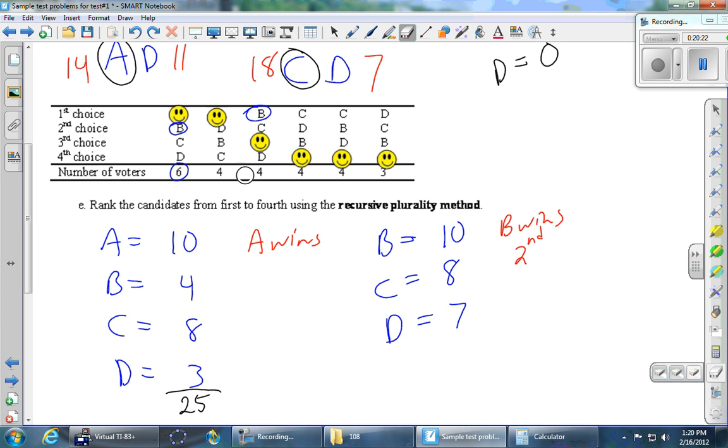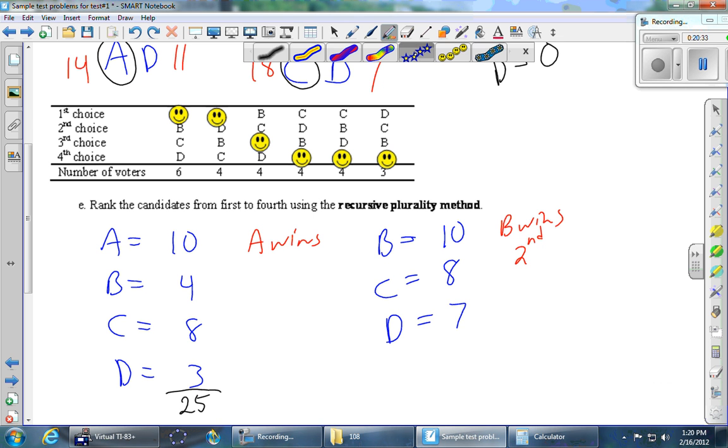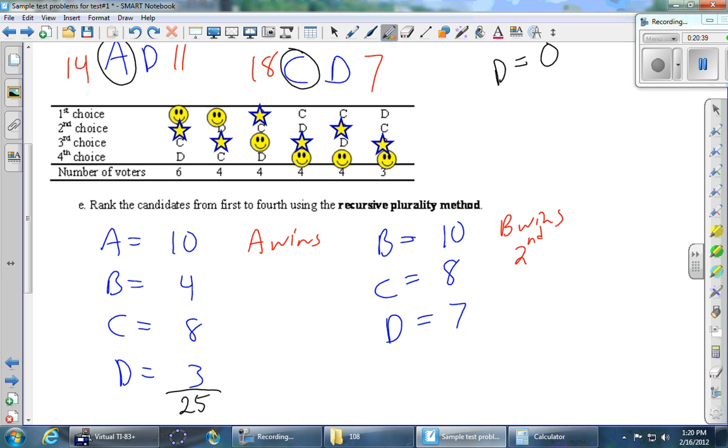Okay, so let's get rid of some of this stuff. And now by winning second place, B has now been eliminated, but for a good reason. So we will eliminate B with a star. So all the B's go away. B is happy to be in second. And then the only candidates left are C and D. So we run this one last time.